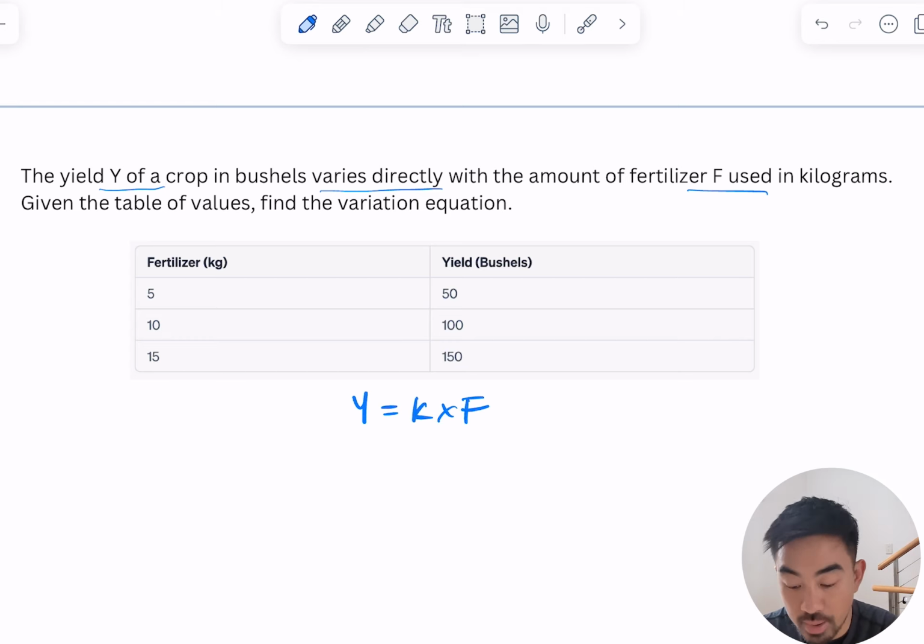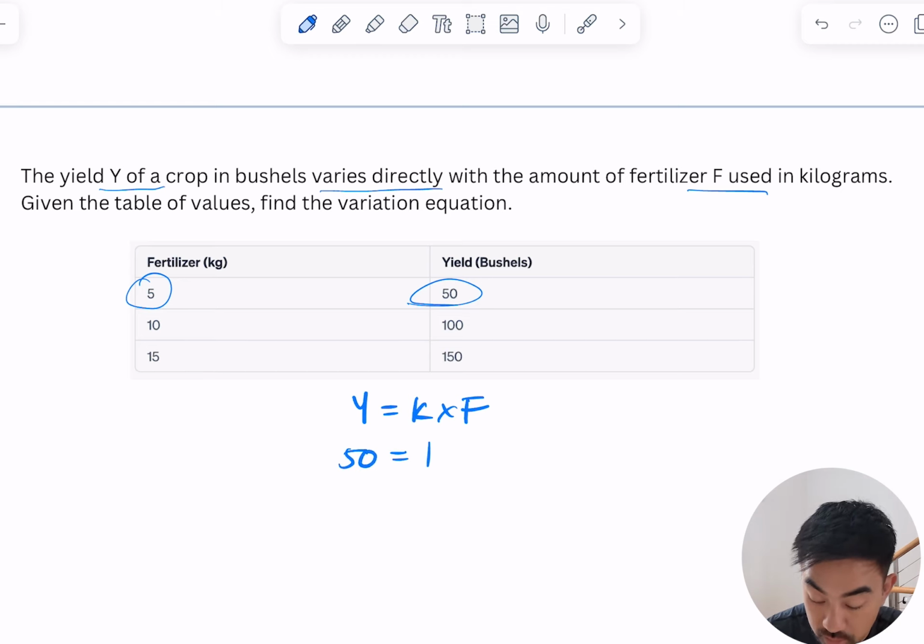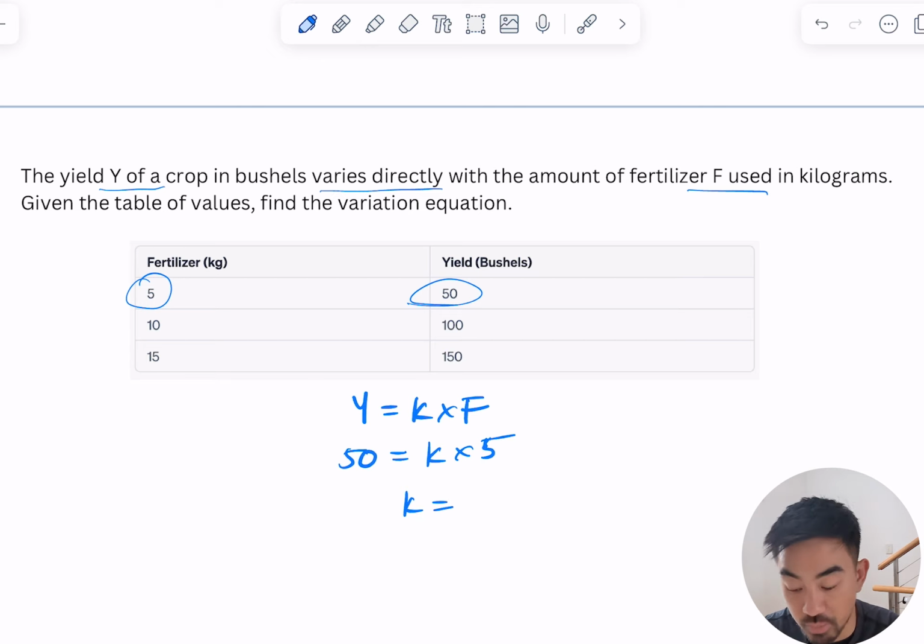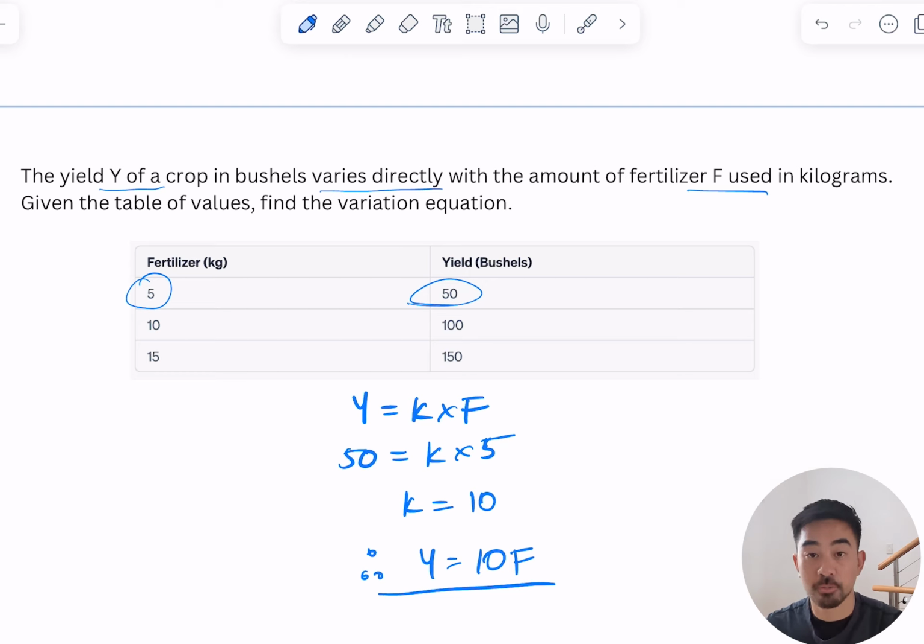Now, they don't give me the numbers directly in the sentence, but I can just pull it out from here. So 5 kilos of fertilizer gives me 50 yield. So 50 is equal to K times 5. Therefore, K has to be 50 divided by 5. That's 10. So therefore, Y is equal to 10F. Done. And there's no associated question here, so we're finished.